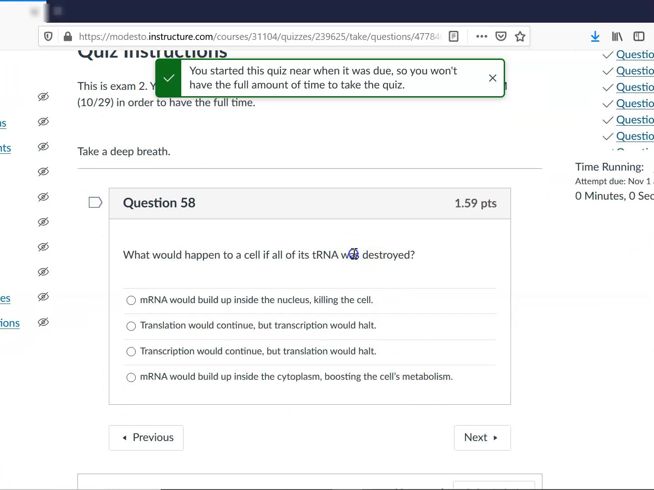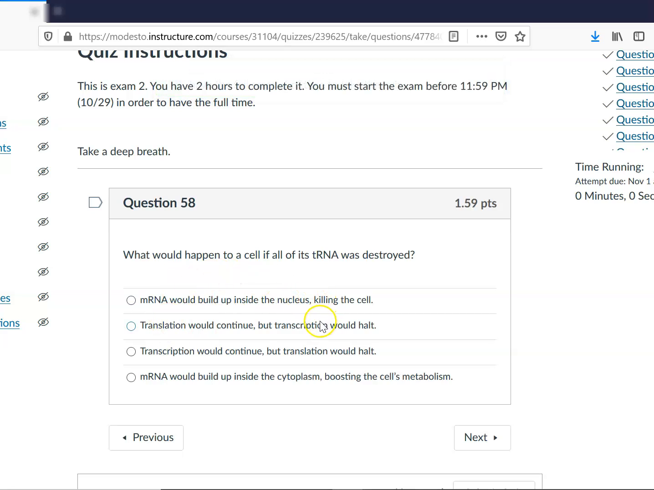What would happen to a cell if all of the tRNA was destroyed? mRNA would build up inside the nucleus? No. Transcription would continue, but translation would halt. I like this answer. You can still make mRNA transcripts, but you just can't convert them into protein without your tRNA. mRNA would build up inside the cytoplasm, boosting the cell's metabolism. Funny answer, but not the right one.